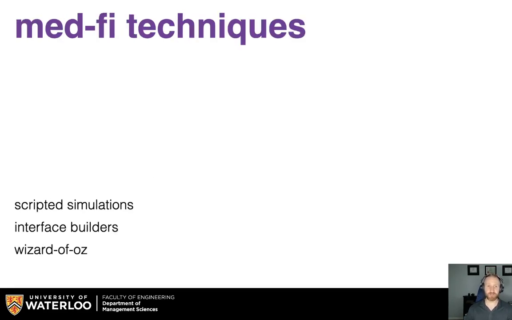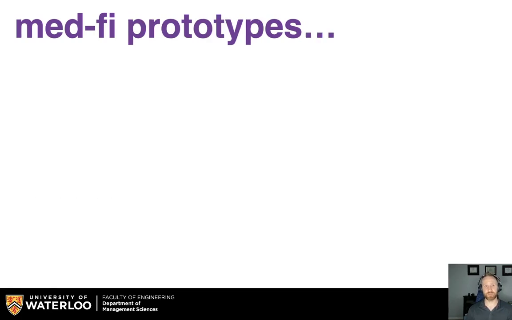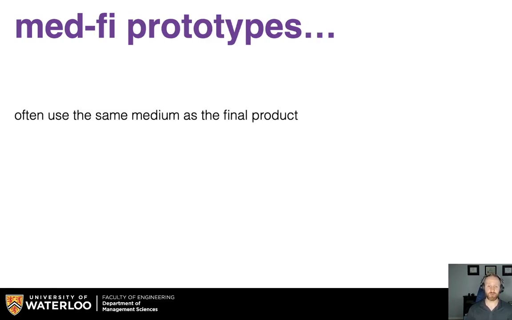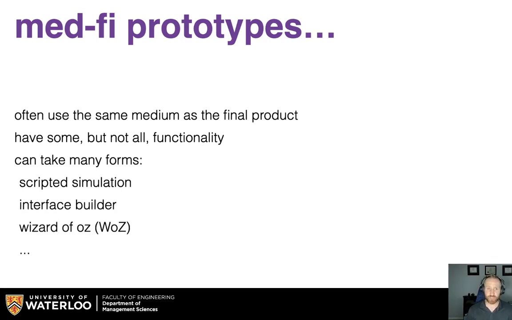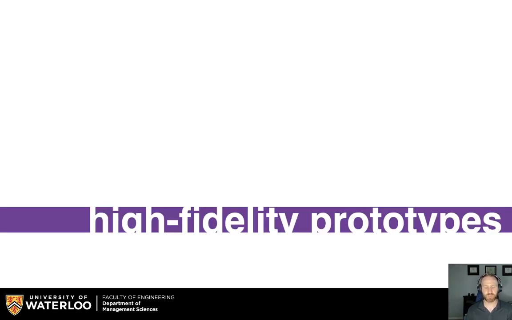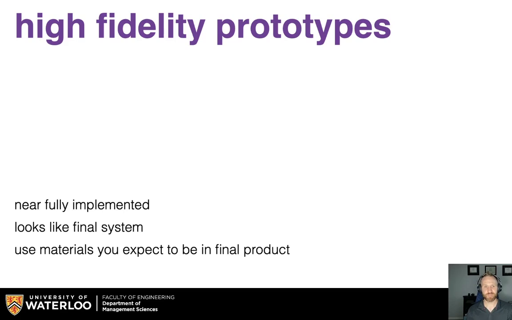So those are the 3 medium fidelity techniques. Remember, medium fidelity prototypes often use the same medium as the final product. So they might be in software or in hardware. They have some, but not all functionality. And they can take many forms. They could be scripted simulation, interface builder, Wizard of Oz, something else. The purpose is that it's approaching that fidelity. It's kind of this transition between your initial low fidelity sketches, but you're not building something that seems really realistic or close to the final product in terms of appearance or functionality, which would be a high fidelity prototype. These prototypes are near fully implemented. They look like the final system, and they use materials you expect to be used in the final product.